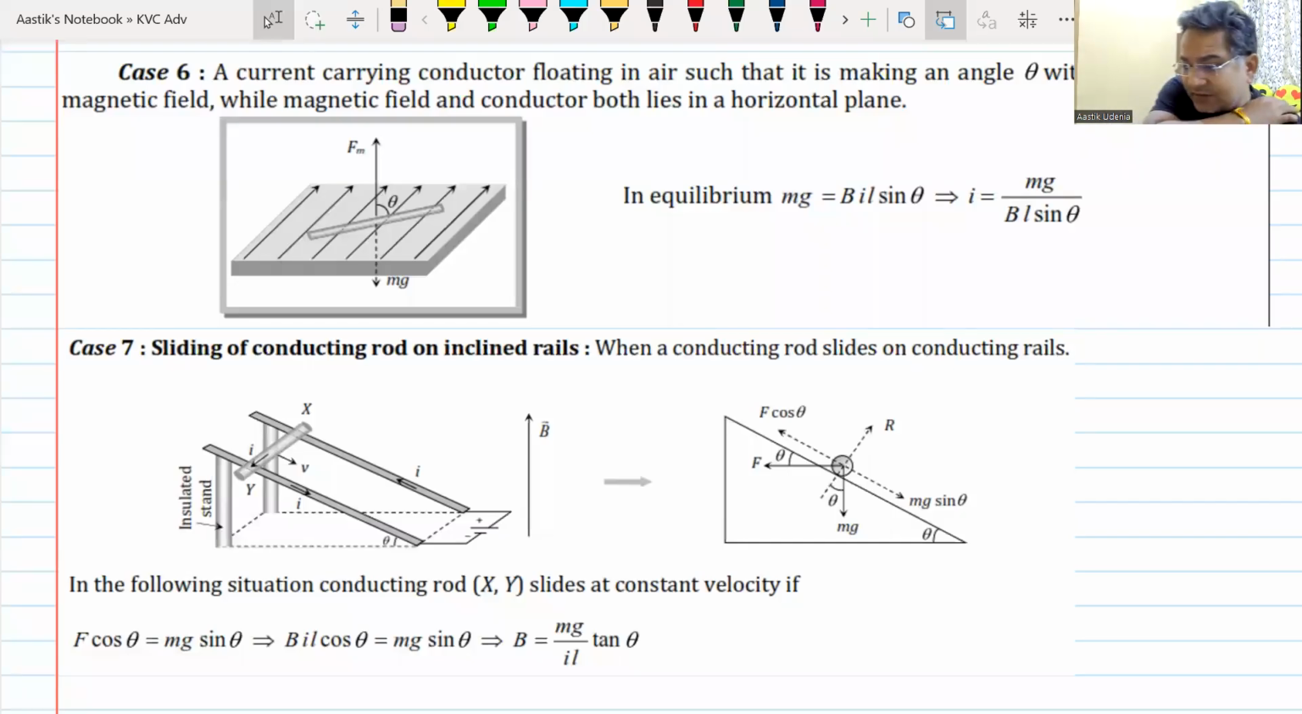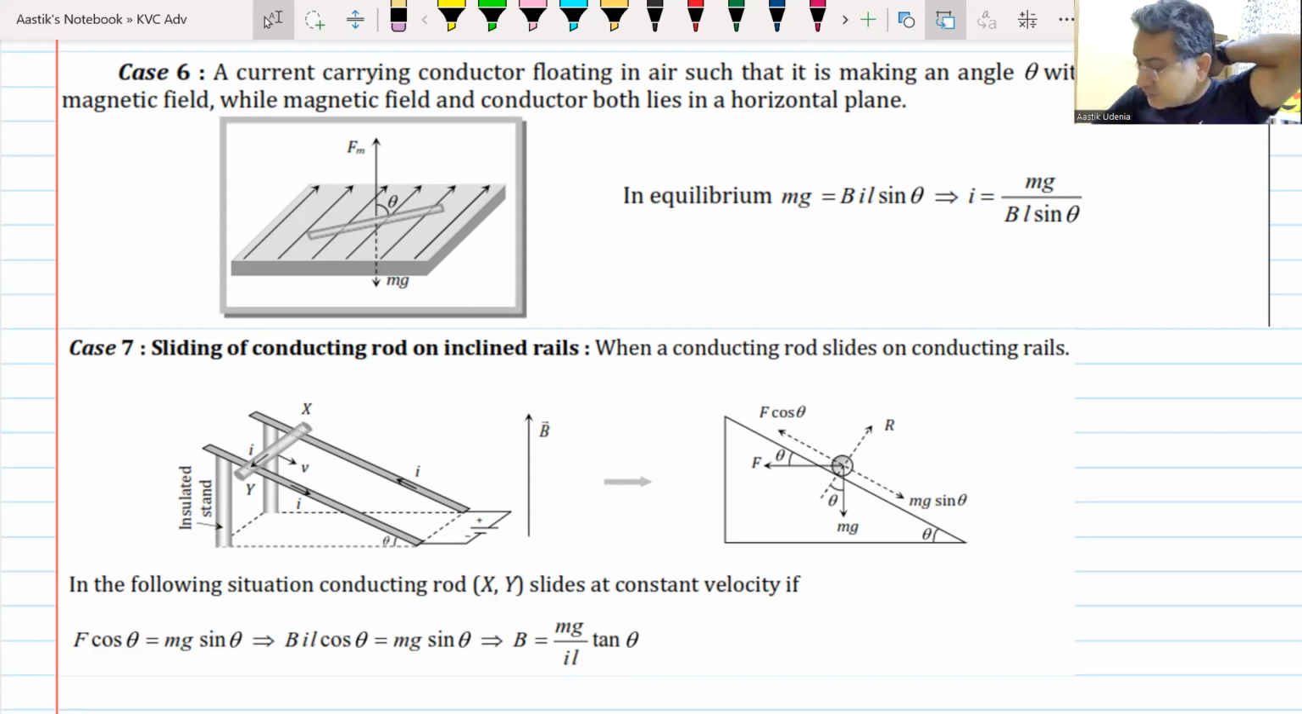Then these are the other two cases. Case number 6 is almost similar to case number 5. Here the wire is suspended in air. The angle between the current carrying wire and the magnetic field is given as theta. This wire is suspended in air. The magnetic force must be equal to the weight. Do we understand this? Yes, sir.